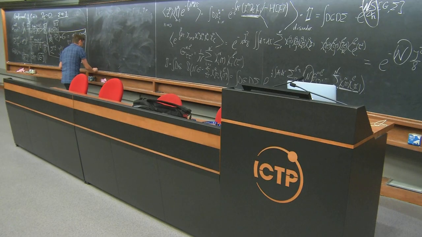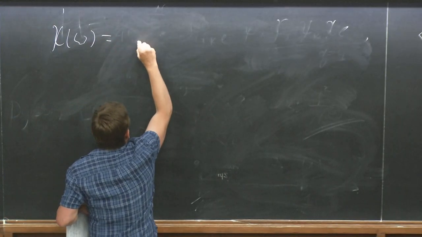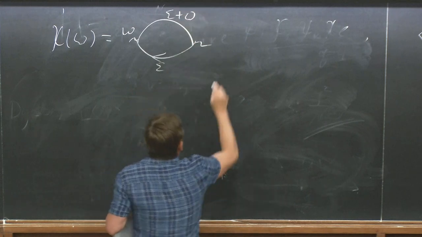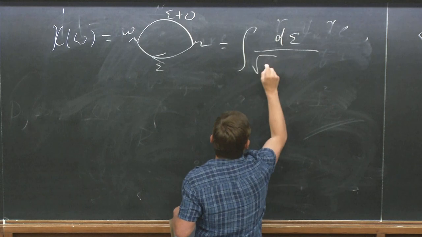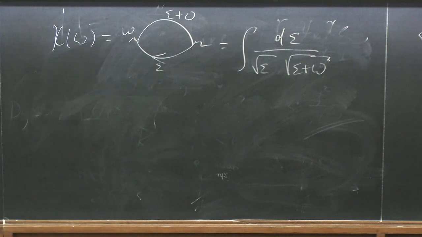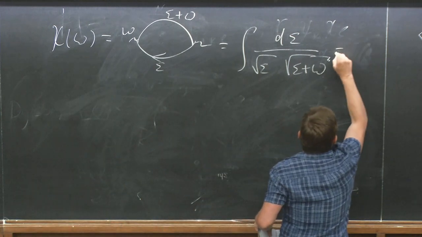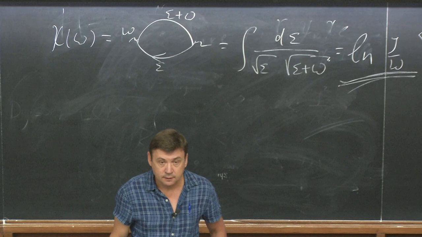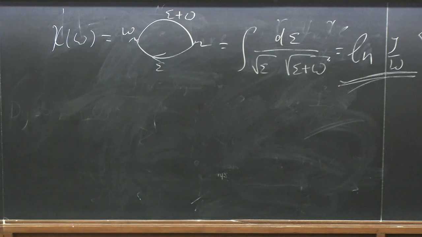So spin susceptibility chi of omega is given by this diagram. Of course, this is omega, this is epsilon plus omega. So one line calculation, this is d epsilon, square root of epsilon, square root of epsilon plus omega. That's my green function, right? So you immediately see that I have a logarithm of j divided by omega. So this logarithmic susceptibility is just this. And we'll see tomorrow that pretty much all what people say about incoherent metals and things like that is not more complicated than this observation. Okay?